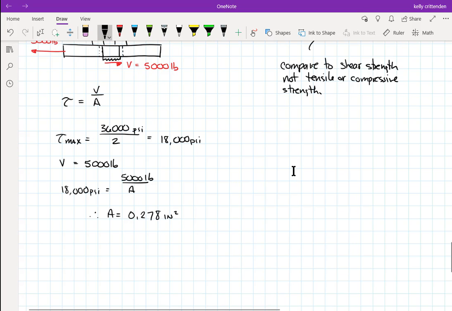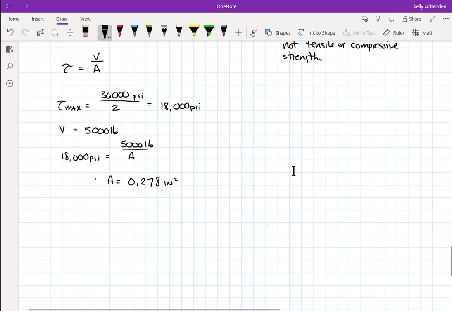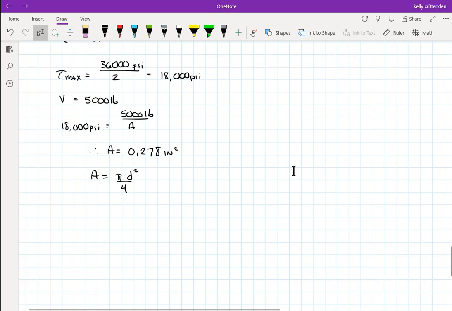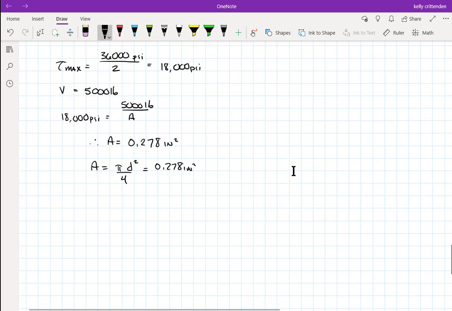Now, normally you don't name bolts based on their area. So we would more than likely want to know a diameter here. So area equals pi d squared over 4. That's just the equation, or pi r squared if you want to use radius. So let's see. Area equals 0.278 inches squared times 4 divided by pi. And then the square root of that equals the diameter. So it says that we need a diameter of 0.595 inches. Now, normally bolts do not come in 0.595 inch increments, so we'd probably have to round that up to the next logical size.